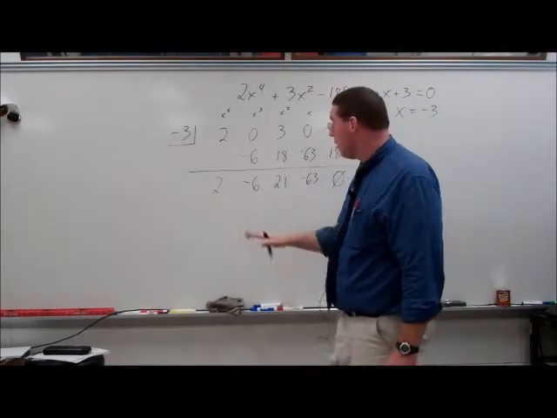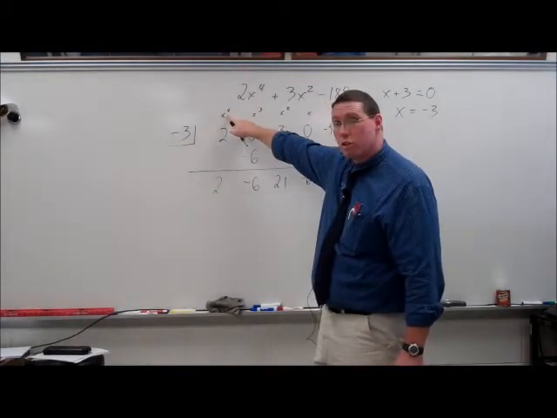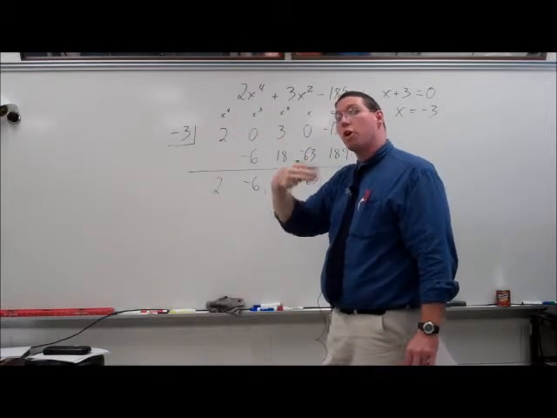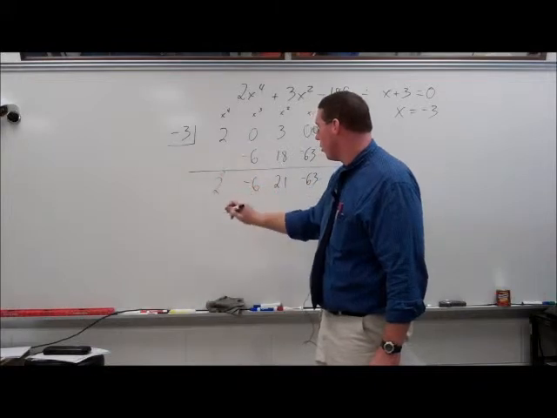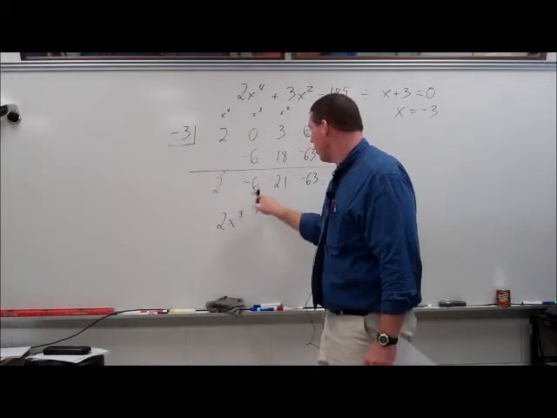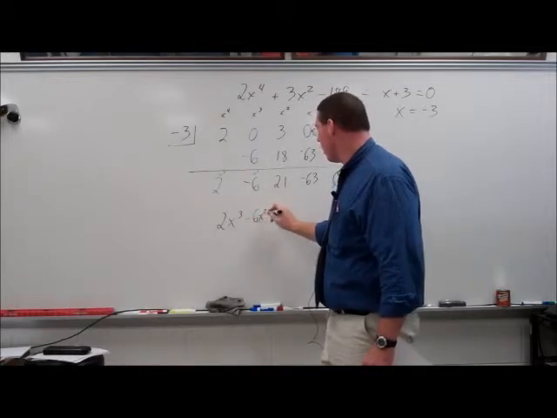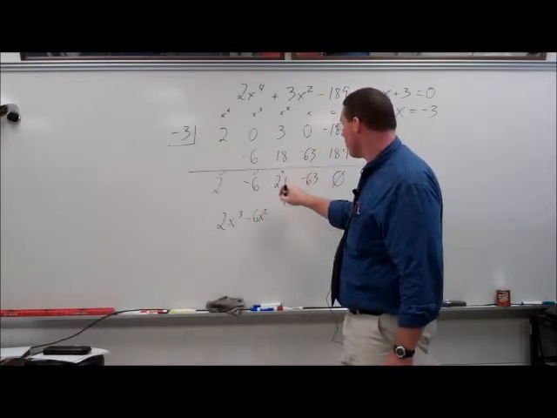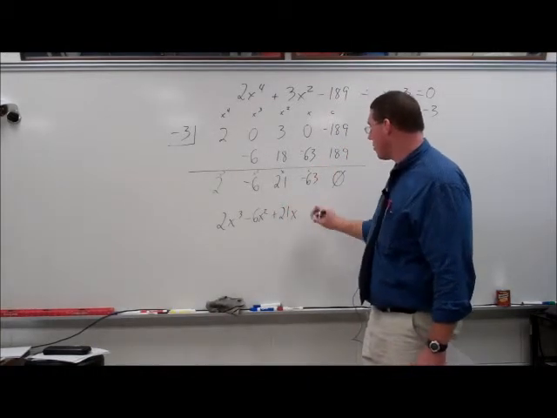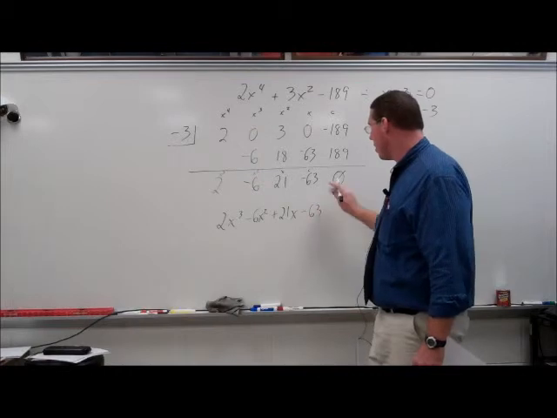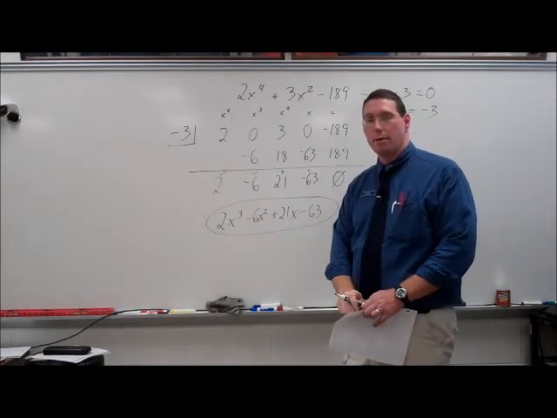Now all we have to do is convert this into a polynomial. Our highest power in the original question was 4, so we're going to go down to 3. So it's 2x to the 3rd, this is our x squared, so -6x squared. This is our x, so +21x. And then this is now our constant term, -63. No remainder, so we're going to leave it alone, and that's our answer. Okay? So that's number 2.